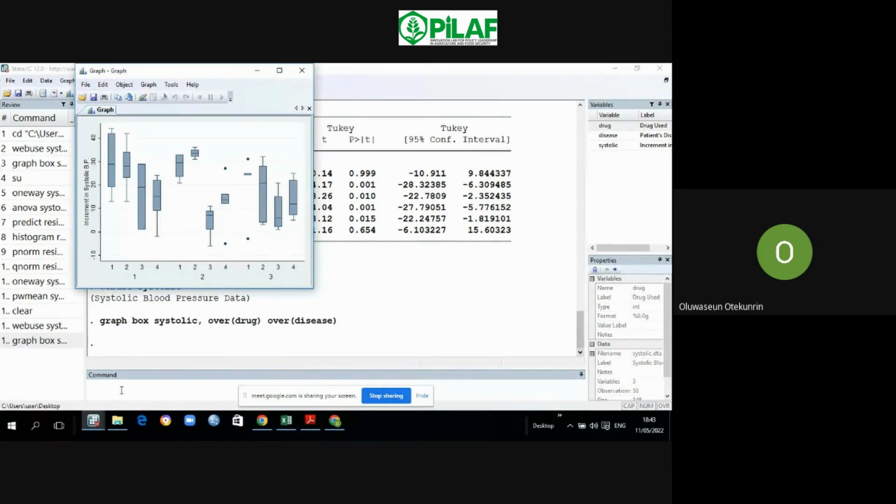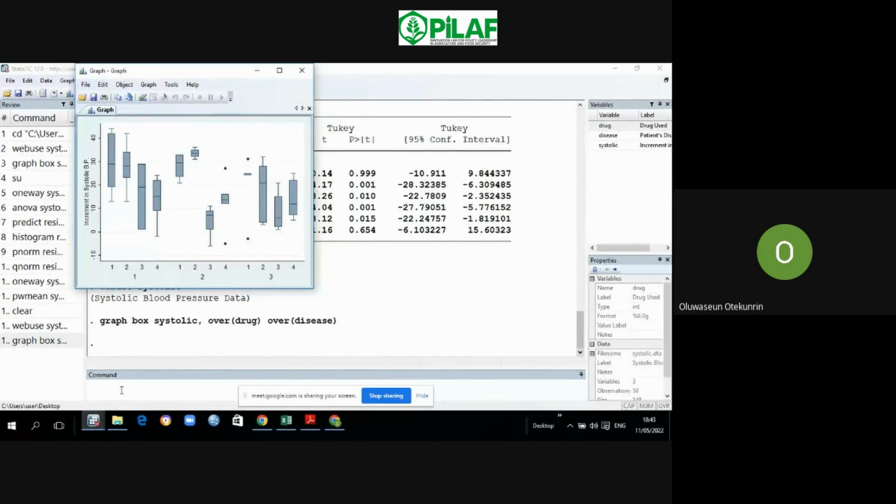You can see now that you have disease, 3 groups. Okay, you have drugs, 4 groups. Drugs have been nested inside disease. Then you have four drug types inside disease 1, 4 drugs inside disease 2, 4 drugs inside disease 3. Again, you can notice the outliers for drug 2 and drug 4 in disease 2. You notice one systolic value up in the positive range, one below the 0 value, that's negative.